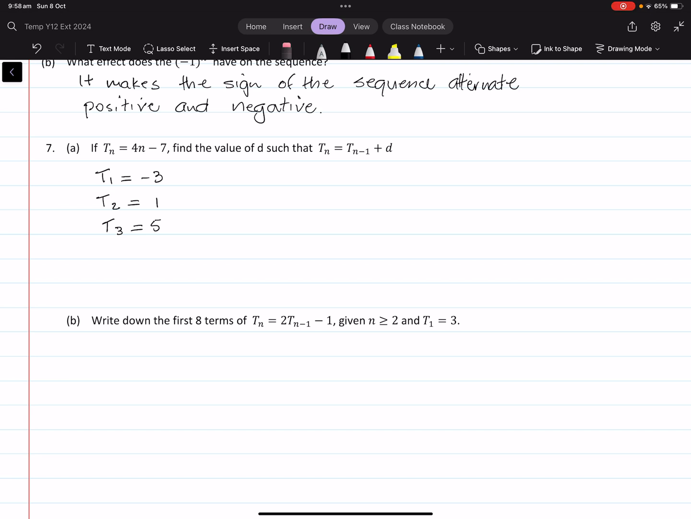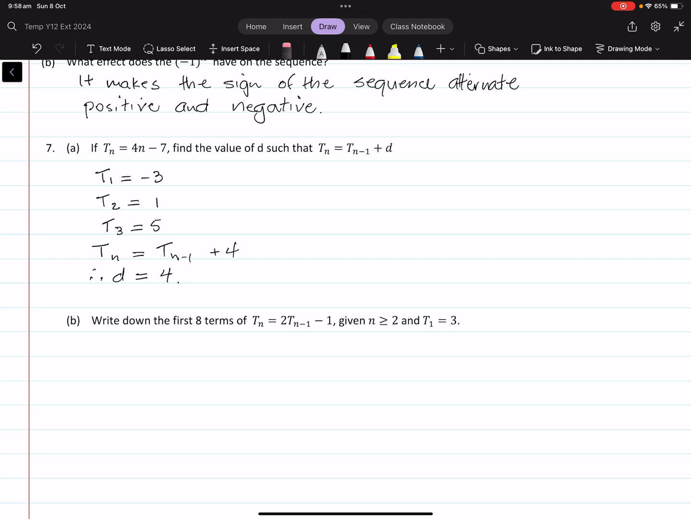You add 4 from 1 to 5. We add 4. So I can see that in this particular sequence, Tn is equal to Tn minus 1 plus 4. And so therefore the d value here, which by the way stands for common difference, the d value here is 4. We're going to learn more about this a little bit later in a future lesson.